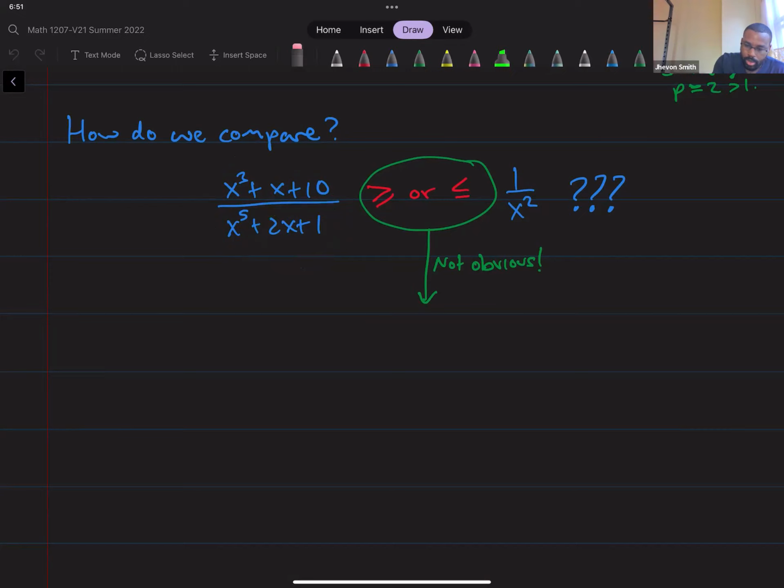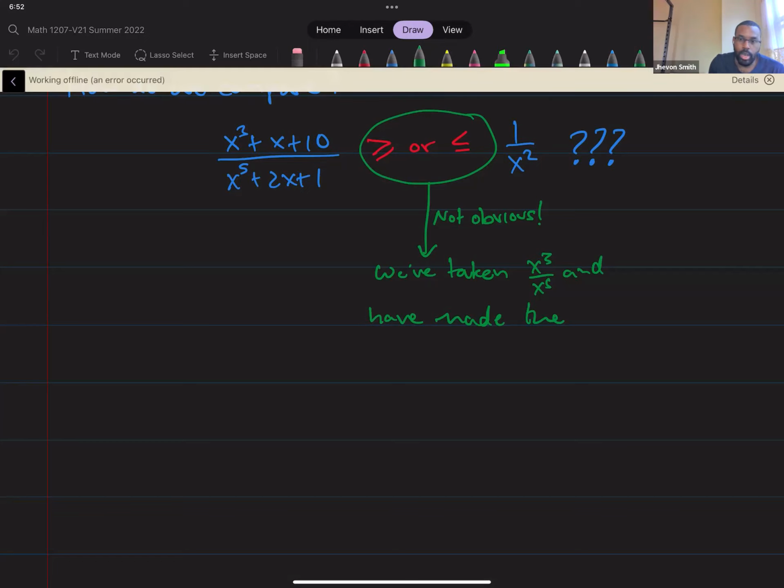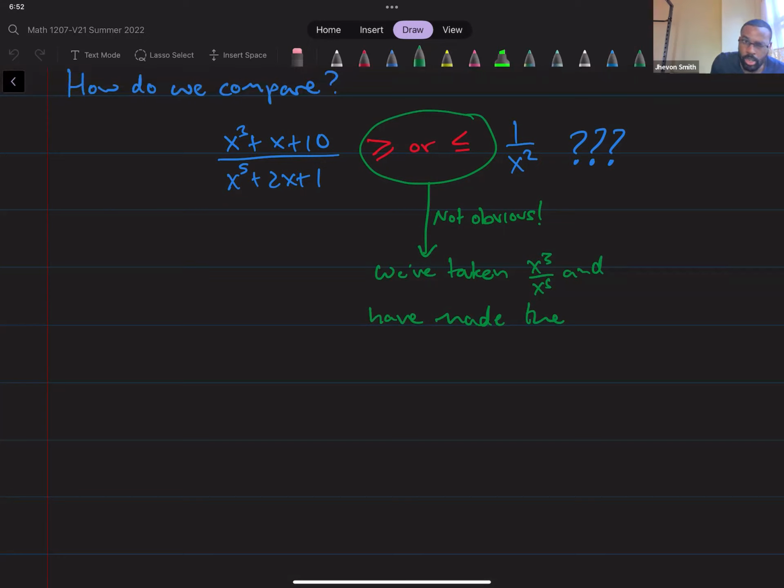So I'd say something like we've taken x cubed over x to the fifth and have made... Now there are times when it's actually super obvious which one would win. In this case, it's not obvious. Like if you both made the denominator larger and the numerator smaller, like if these were both negatives, then it's actually obvious who would win. But with the pluses, it's not so obvious.